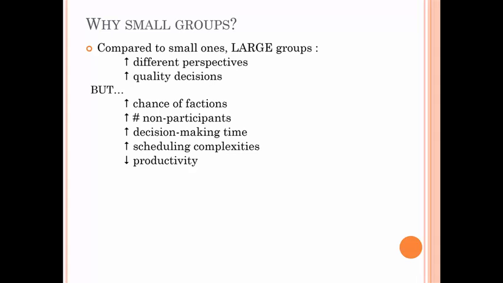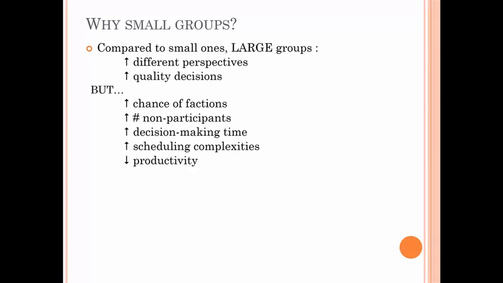You have a higher number of non-participants, right? You think about as a class gets larger and larger, and the number of people who sit on their phone and on Facebook and who don't actively partake in the discussion, that number goes up as the class size goes up. So those are all non-participants. Because you have so many folks, your decision-making time goes up, as does your scheduling complexity. Because you have so many different schedules to work with, and you have so many different opinions that you have to take into account. So even though we have higher quality decisions, our productivity is much lower, and it takes much longer to make the decision, and so those are the trade-offs for that.